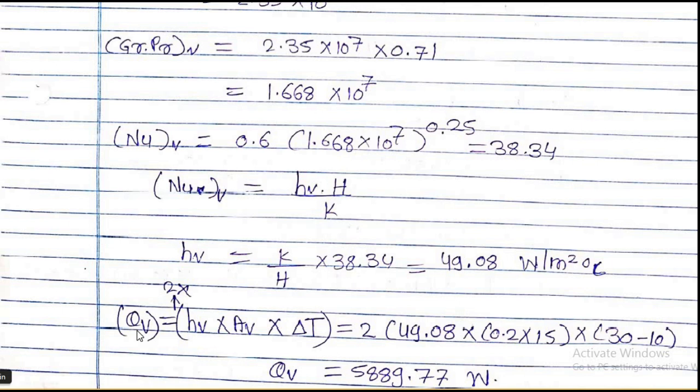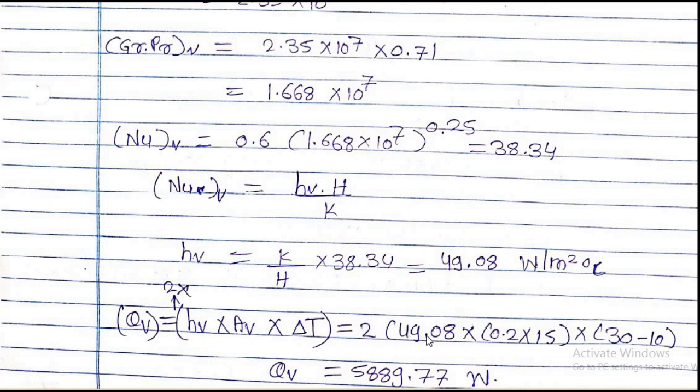Now there are two vertical surfaces, so we should multiply by 2 whatever value we get. So heat gain by the vertical surface can be written as 2 multiplied by the heat transfer coefficient of the vertical surface, multiplied by the surface area of the vertical surface, multiplied by the temperature difference between the surrounding and surface. The 2 is because two vertical surfaces are there, so we have multiplied by 2 here.